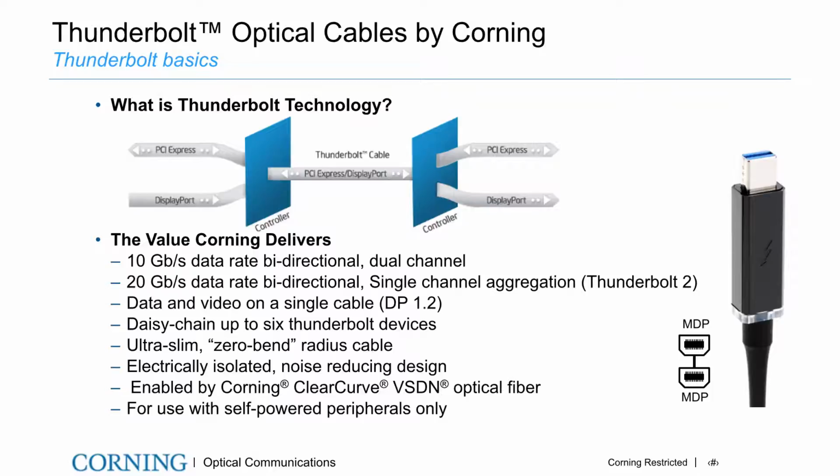In the image on the screen, you'll see that on the left side, the PCI Express and DisplayPort get multiplexed using an Intel Thunderbolt controller. That controller basically does all the work for you and sends it as a serial signal over the Thunderbolt cable. On the other side, you have another Thunderbolt controller that takes that data and separates it back out again for you.